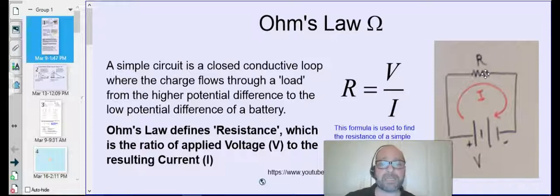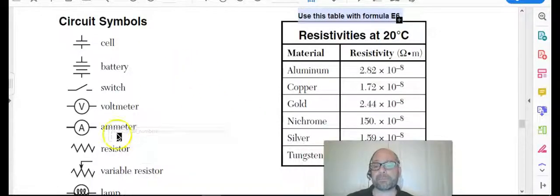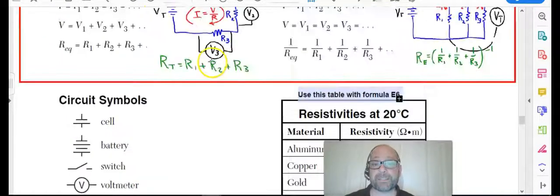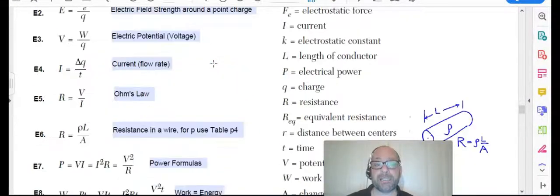Let's take a look at the reference table and see where these symbols are. So we're back at the reference table, and here you see circuit symbols. And this is right below the formulas on the electricity page.